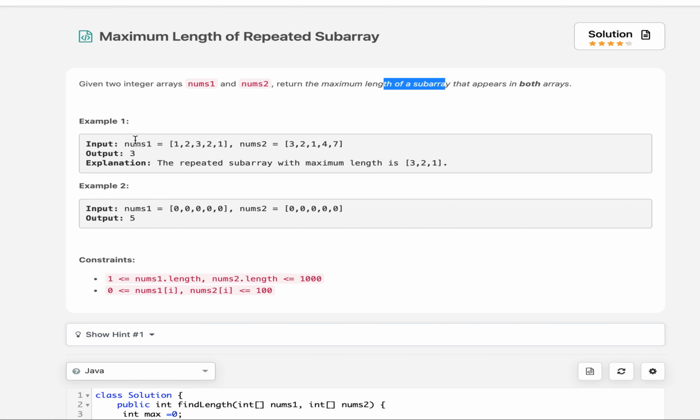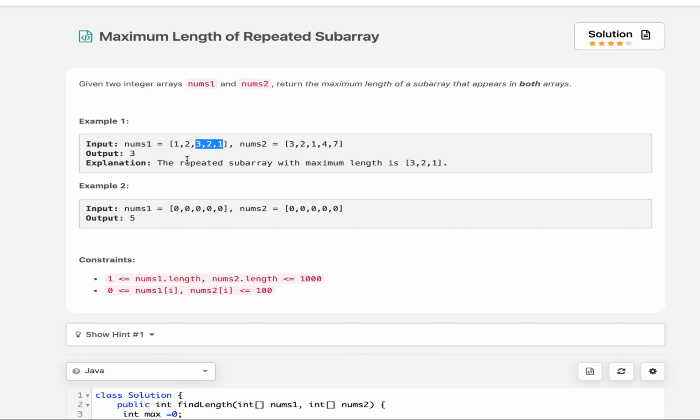We need to return the length of the maximum sub-array that is common to both of them. For example, nums1 here is given to us as 1 2 3 2 1 and nums2 is given to us as 3 2 1 4 7. If you carefully observe, then 3 2 1 is common to both of them, as I have just highlighted, and its length is 3. So without much ado, let's look at the presentation that I have created for this, and let's get started.